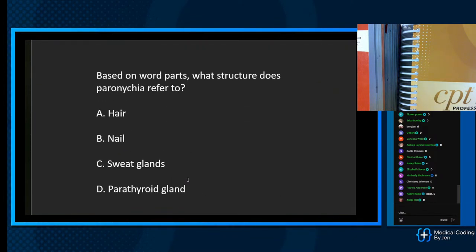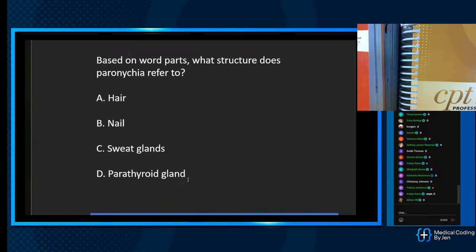Based on the word parts, what structure does paronychia refer to? Are we talking about hair, nail, sweat glands, or parathyroid?